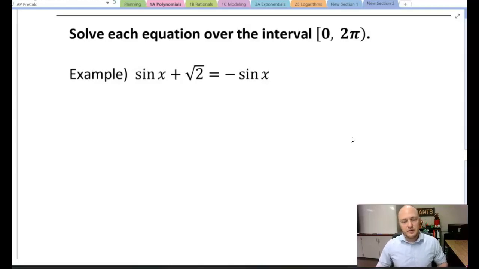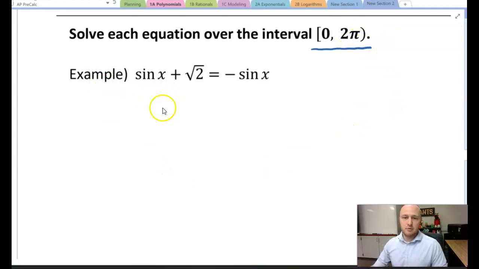The first type of prompt that we'll encounter here, they'll say solve over the interval 0 to 2 pi. So this is just in the unit circle, the first revolution. 0 inclusive, so if we ever have a situation where is it angle 0 or is it angle 2 pi, you use angle 0. 2 pi here is excluded. That's what the parenthesis means. We leave out 2 pi.